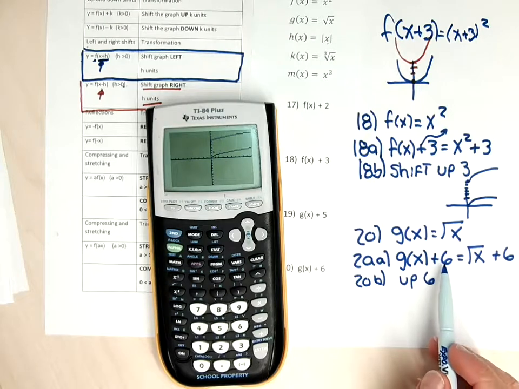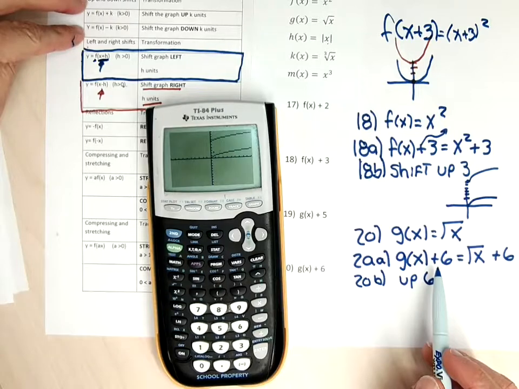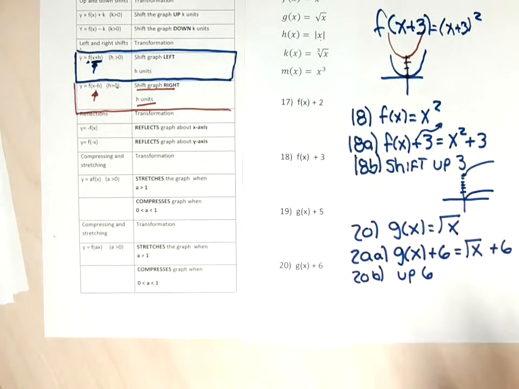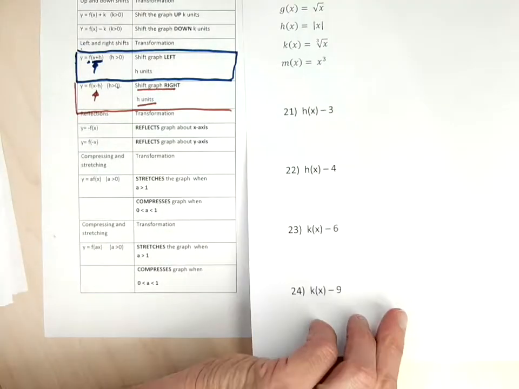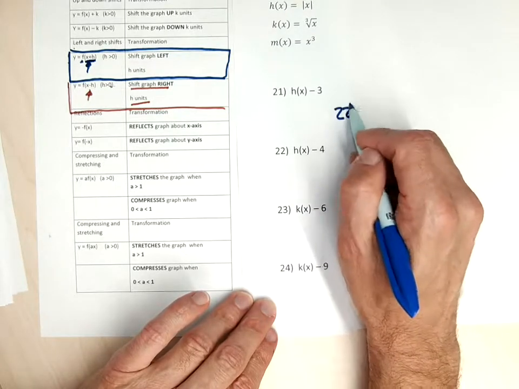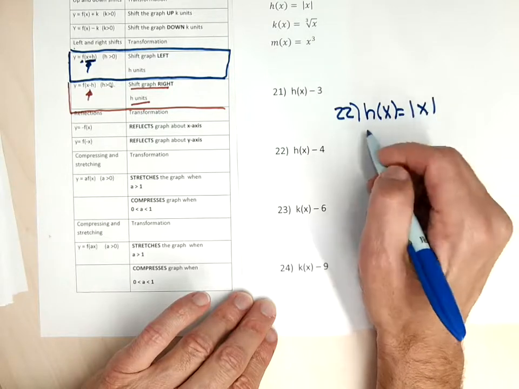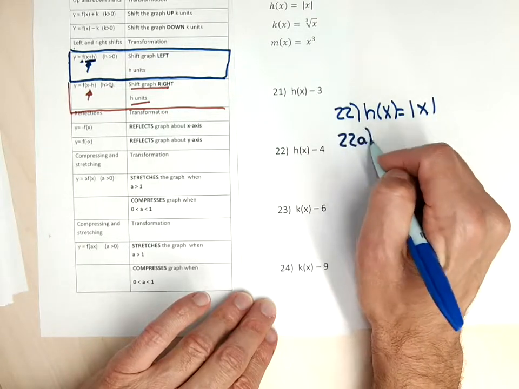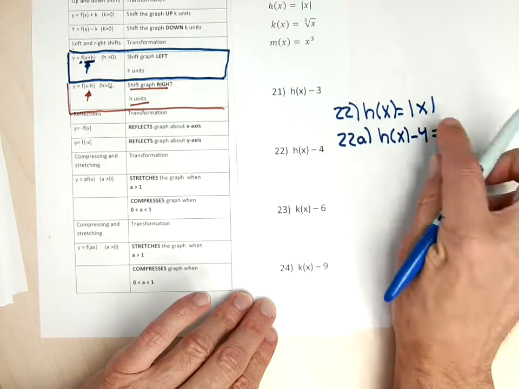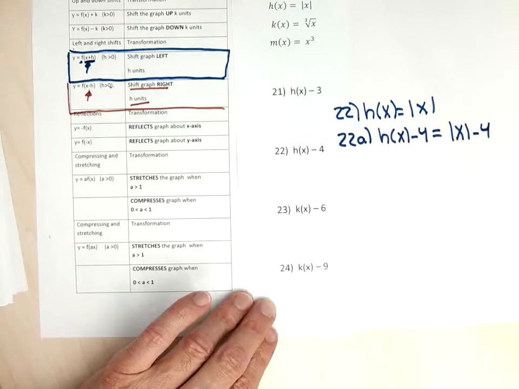So inside parentheses is left and right, not inside parentheses after a function, plus is up, and we're going to learn in a second that minus is down. So for 21 and 22, it calls out the h function. If I'm doing 22, I'm going to need the h function, which is the absolute value of x. Part A, because the number's not in parentheses, that minus 4 is after the function, so it doesn't go inside the absolute value. When I go to create the function, it just goes afterwards.